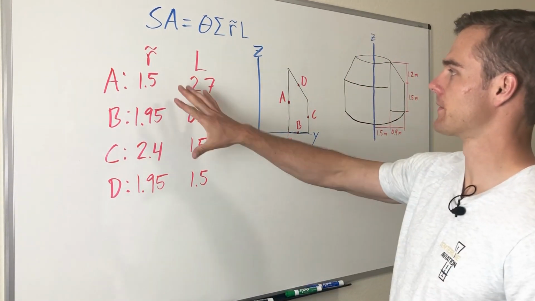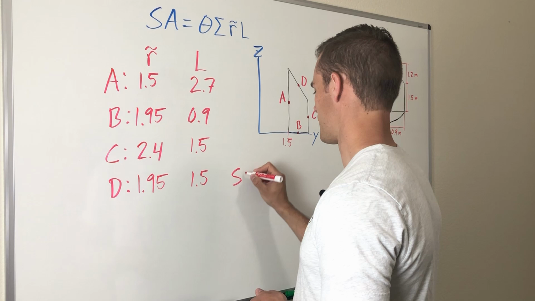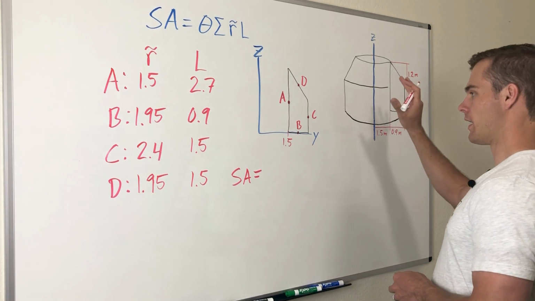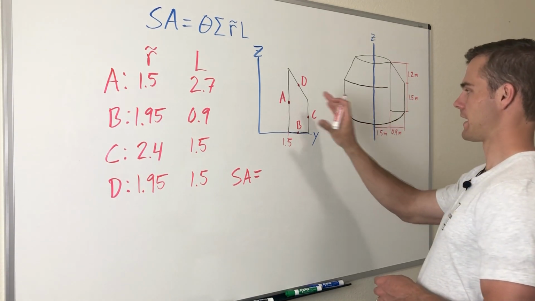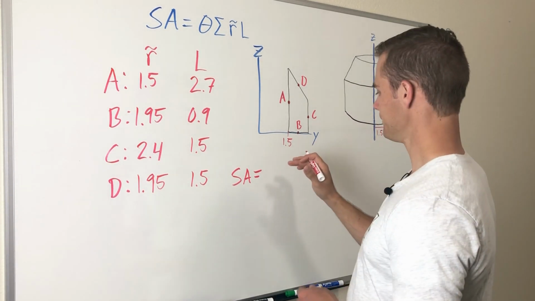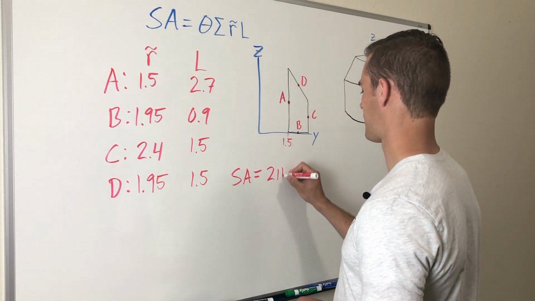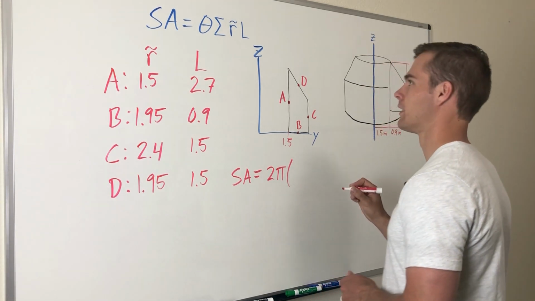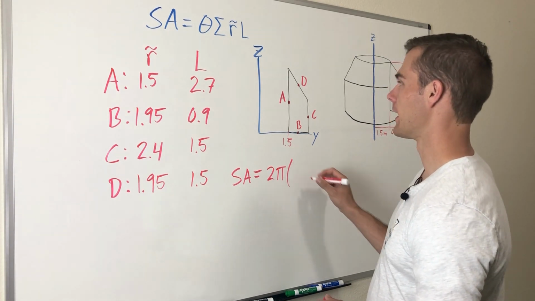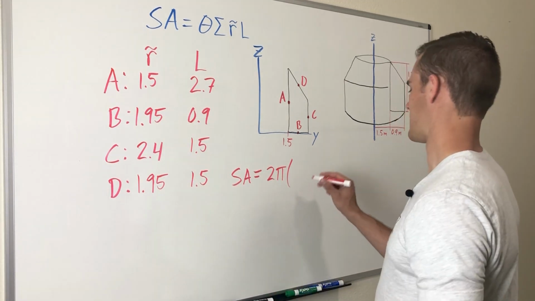So now that we have all this information, we can plug it into this equation to find the surface area. So the surface area of this entire object, after it is revolved around the z-axis to create this object, is going to be theta, which is 2 pi, because we're going all the way around a full 360 degrees, multiplied by the sum of all these products, and then we'll add them all up, and that's what I'm going to write right here.